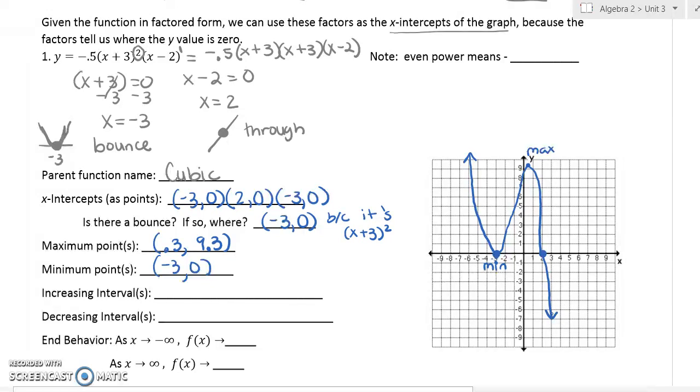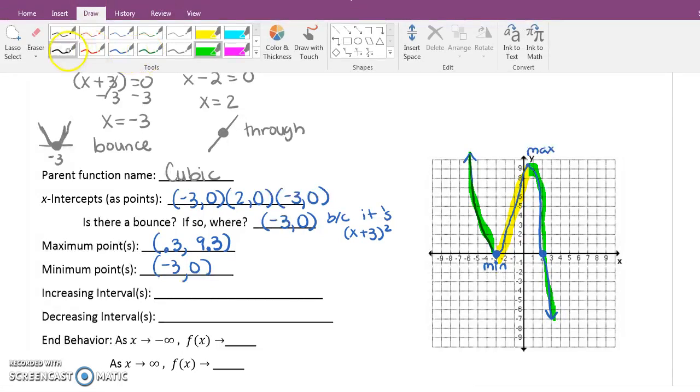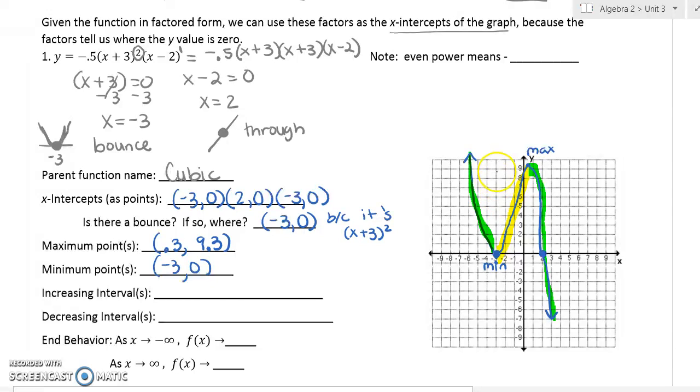And now we're going to do some increasing, decreasing intervals. So we are increasing from the minimum to the maximum. And the rest of the parts are decreasing, if we are reading from left to right. So what we need to do is just figure out where this is happening. So I'm going to put dotted lines there just to divide them. And that number is negative 3.